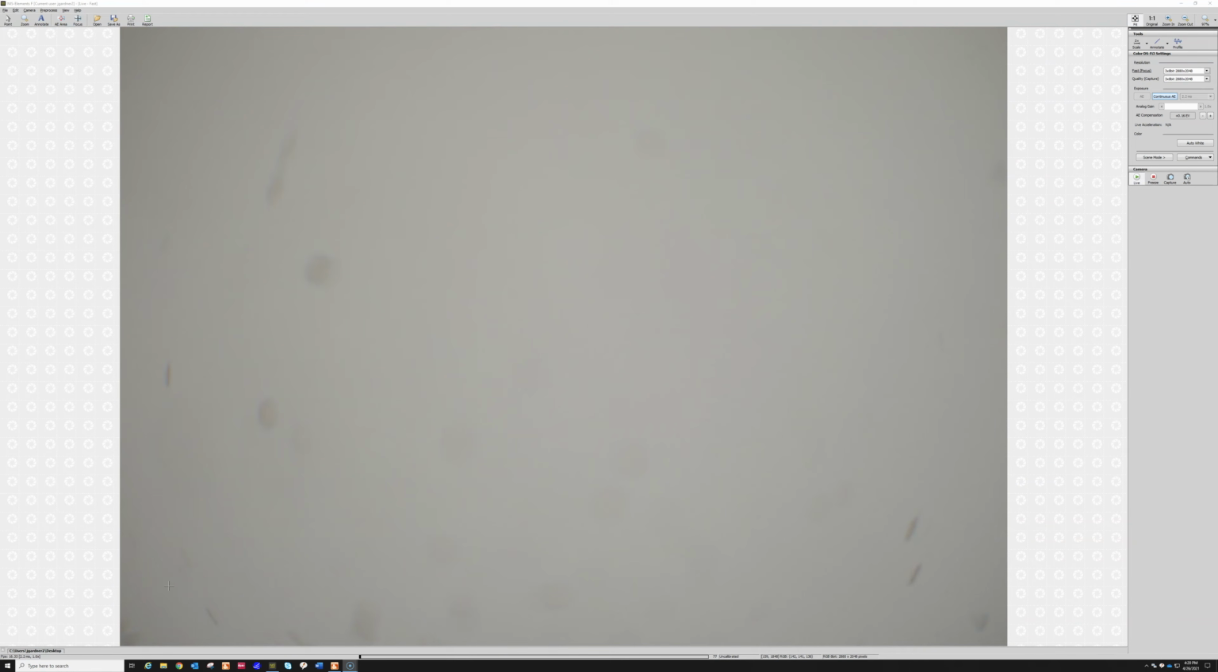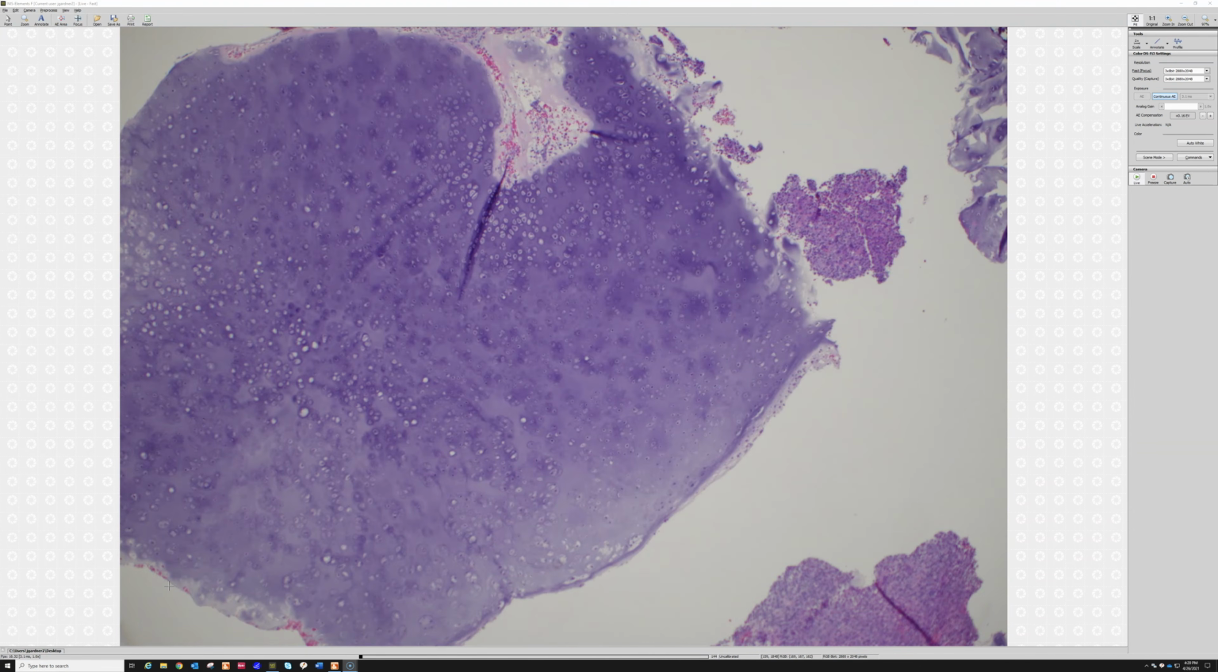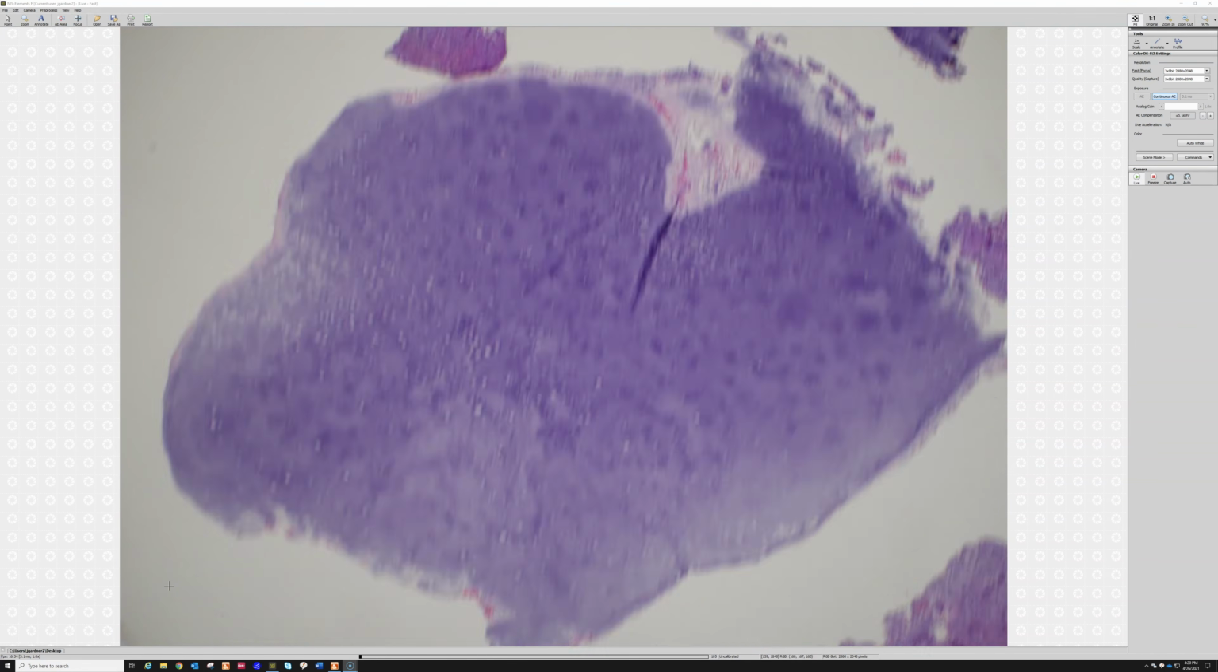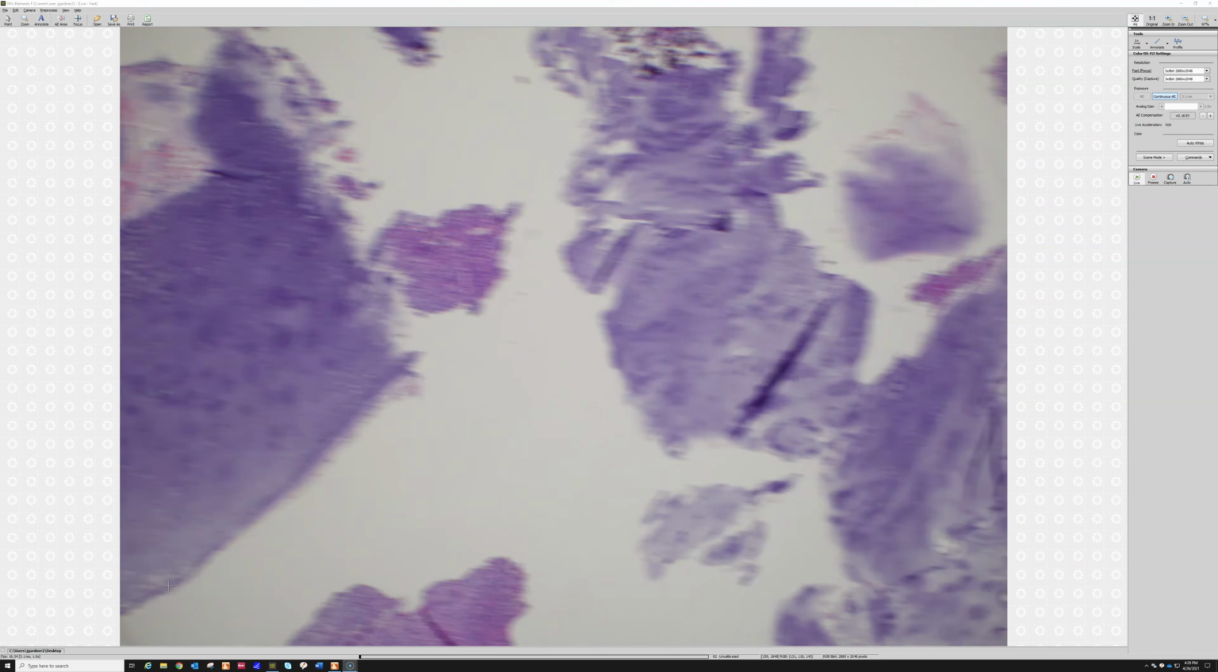Okay, case 8 is a 15-year-old male with a lesion of the distal femoral epiphysis. So the end of the long bone right underneath the cartilage, and we're actually seeing cartilage here, which may represent part of their growth plate.